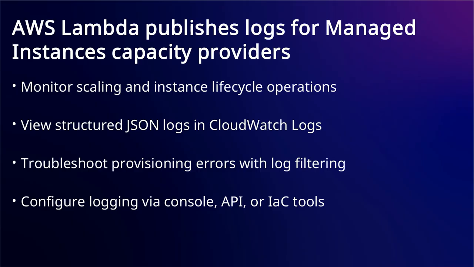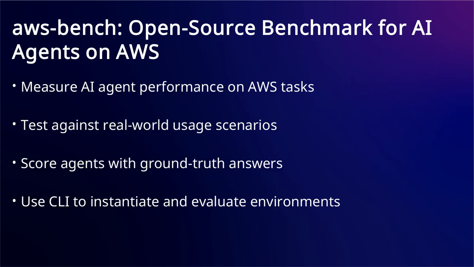Model providers and AI researchers building agents that operate on AWS infrastructure lack an objective, reproducible way to measure performance and diagnose failures. AWS-bench addresses this by providing an open-source benchmark that measures how accurately and efficiently AI agents complete real-world AWS tasks. You can measure AI agent performance on AWS tasks using a public suite of test cases derived from real AWS usage patterns, including investigation, troubleshooting, and infrastructure creation.